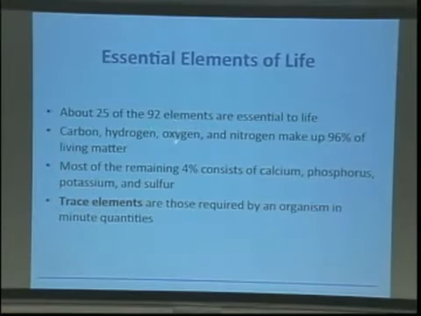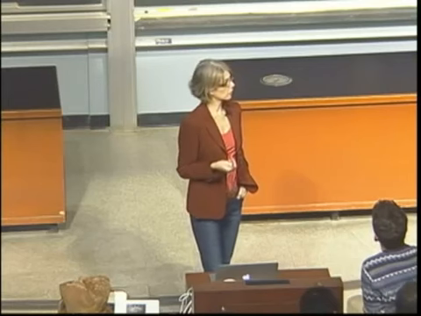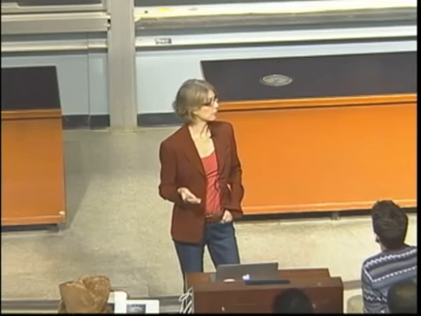Okay, so there are 92 natural elements, and of these, about 25, roughly a quarter, are essential to life. There are 4 of these that make up the vast majority of molecules that we find in biology, and that's carbon, hydrogen, oxygen, and nitrogen, right? 96% of living matter is made up of those 4 elements, compounds made from those elements. And so when we talk about proteins, lipids, carbohydrates, DNA, and RNA, the nucleic acids, you'll see these 4 elements over and over again as components of these big macromolecules.